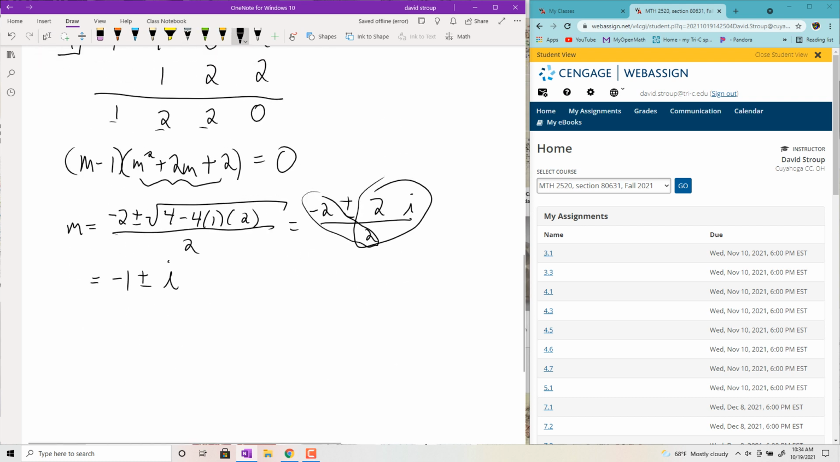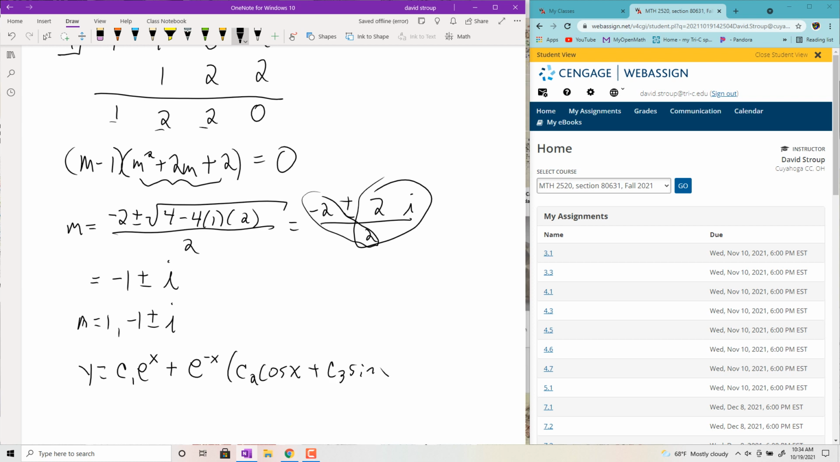And those would be my roots. There's 3 of them, right? So there's m equals 1, and then negative 1 plus i, negative 1 minus i, but we just say negative 1 plus or minus i, and write those as cosines and sines. So you need to then write up your solution. y would equal c1 e to the x, whoops, then we need an exponential. So you have to have all those forms memorized. e to the negative x times c2 cosine of x plus c3 sine of x.